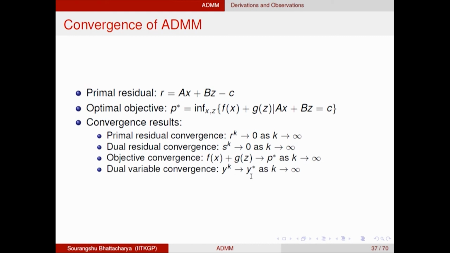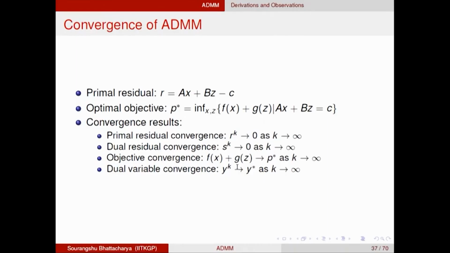But it is not a descent method. It may so happen that in a particular iteration your objective function value actually increases, but your primal residual decreases. So you are producing a solution which is more compatible. Let us say the parameters on the two servers are more equal, whereas earlier you were producing a solution where they were less equal. That equality is measured by the primal residual. So the primal residual is high, but the objective function is low.